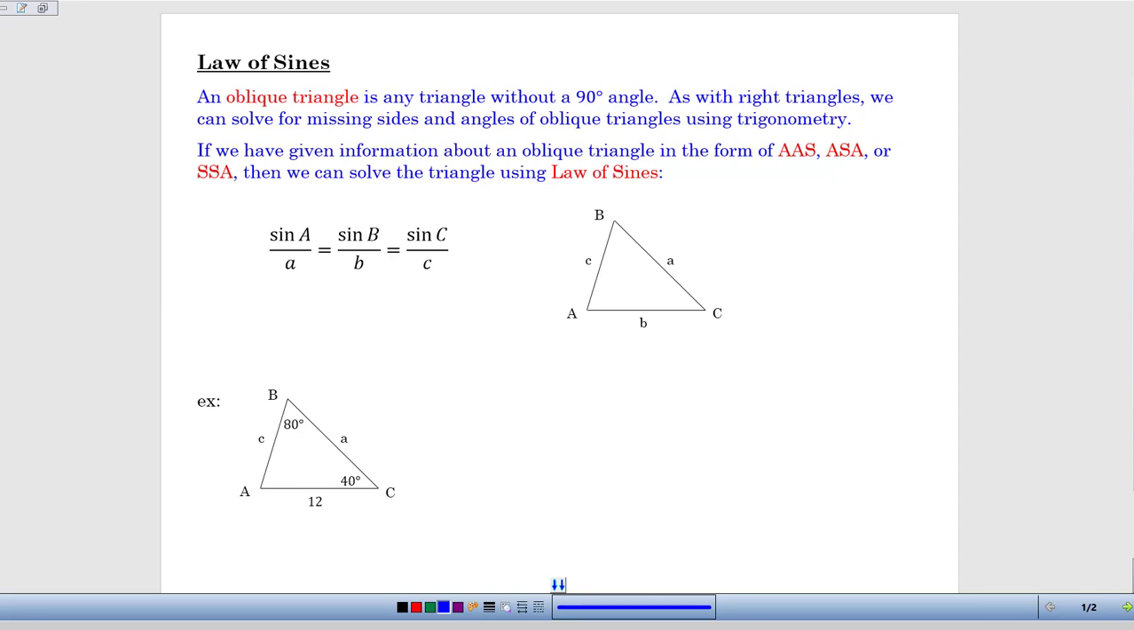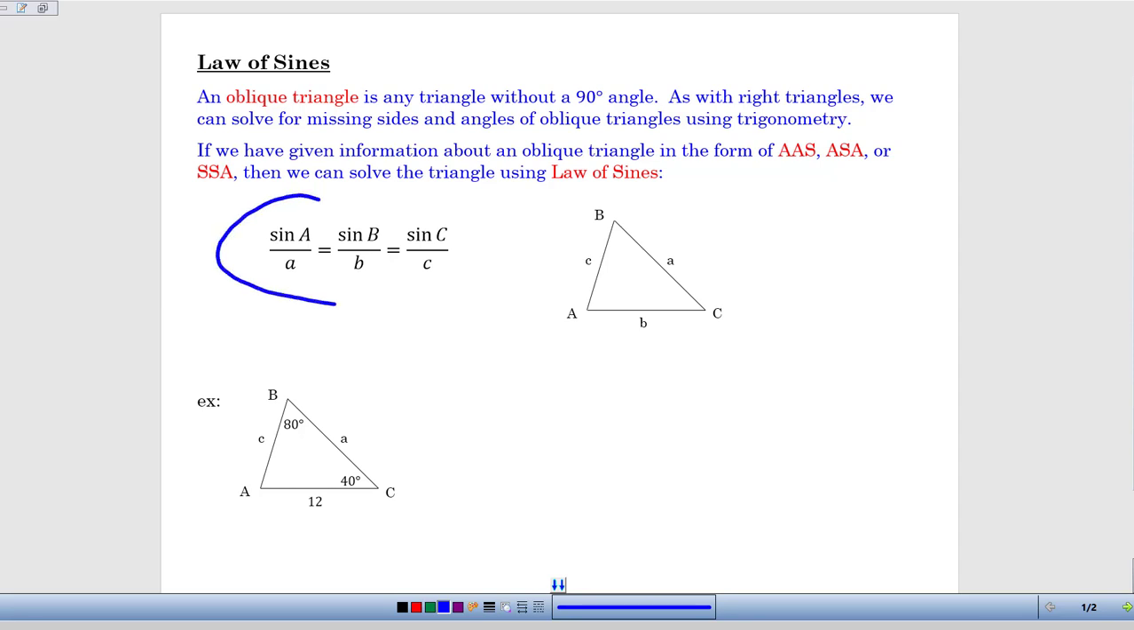We can still use sine, and in a later lesson we'll see how we can still use cosine to help us. And it's in the form of two laws. So there's the law of cosines, which we'll look at later, and then there's the law of sines, which we're looking at today. And so the law of sines is just a simple proportion, essentially.